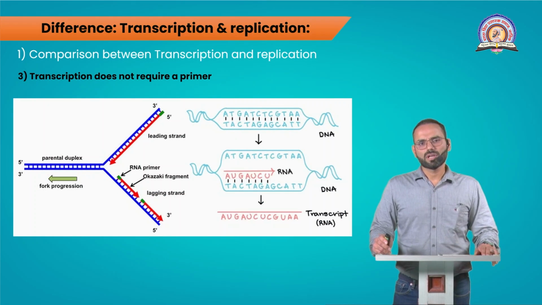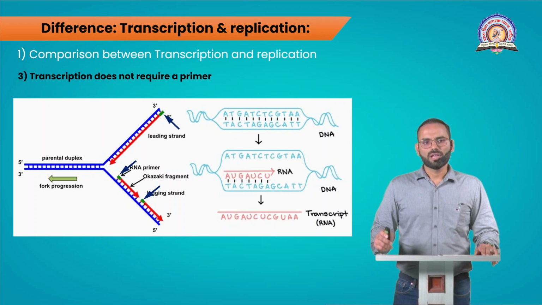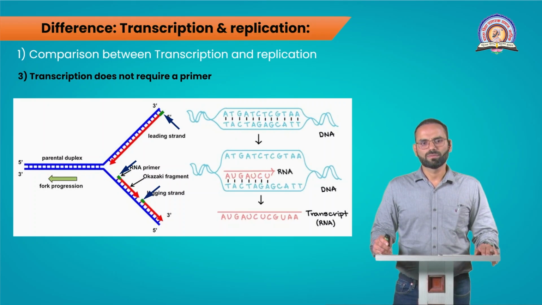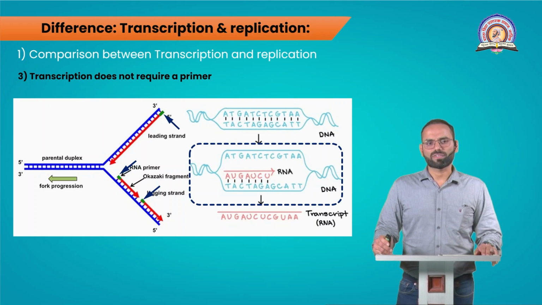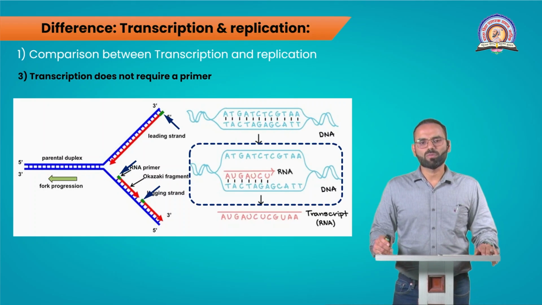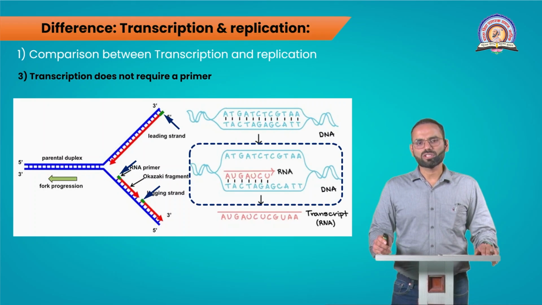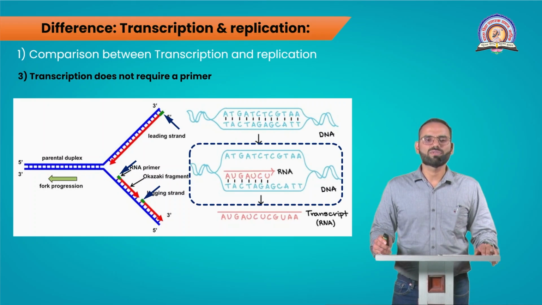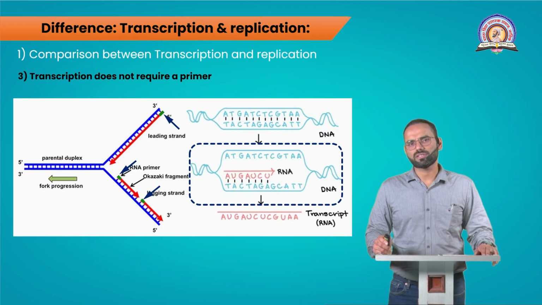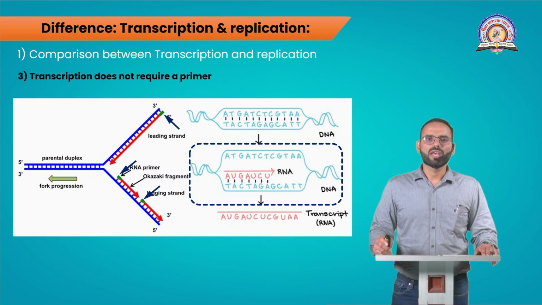The third difference between transcription and replication is the use of a primer. In the case of replication, the RNA primer is used to carry out the replication. However, in the case of transcription, there is no involvement of an RNA molecule to initiate the process of transcription. This basic difference is because of the difference in the biochemistry of the enzymes involved. In replication, there is a DNA polymerase involved, and in transcription, it's RNA polymerase which is involved.